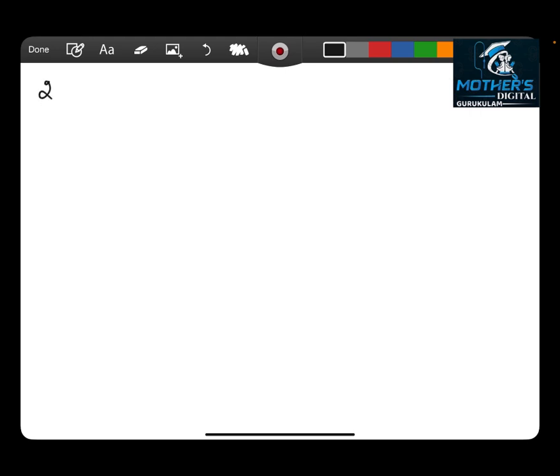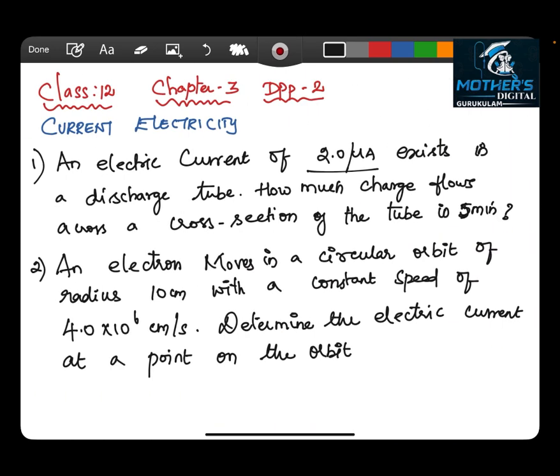The second problem: an electron moves in a circular orbit of radius 10 centimeter with a constant speed of 4 into 10 power 6 centimeter per second. Determine the electric current at a point on the orbit.